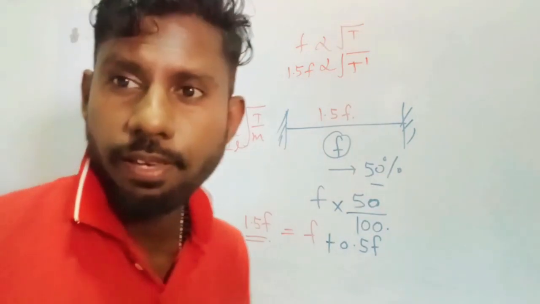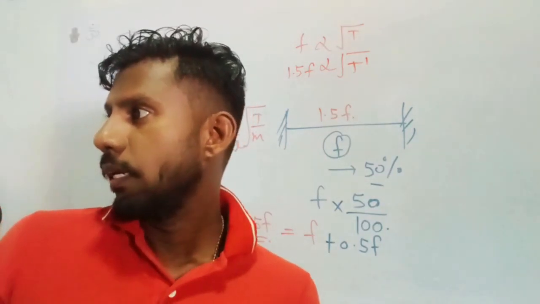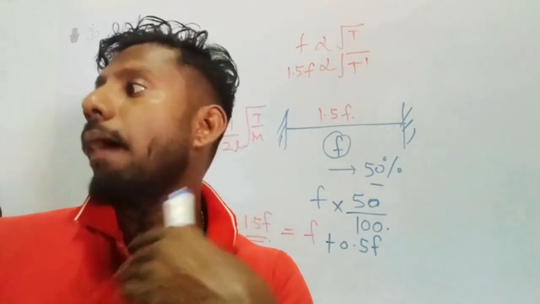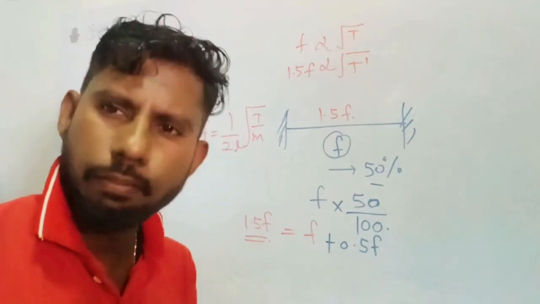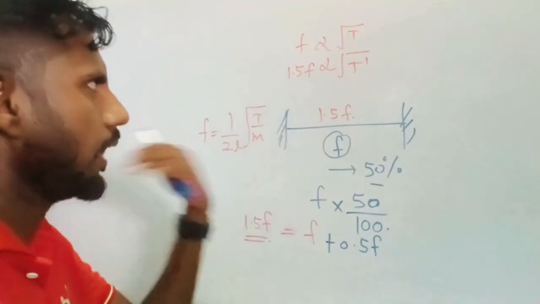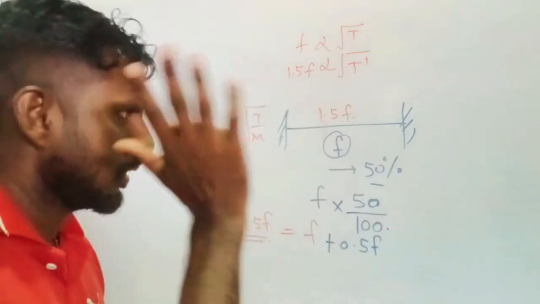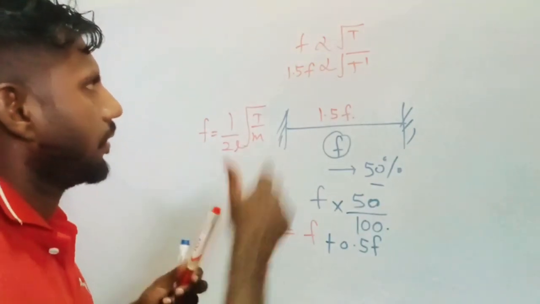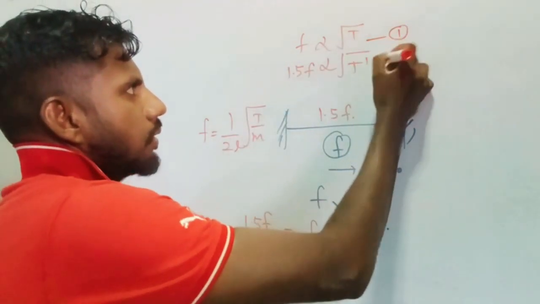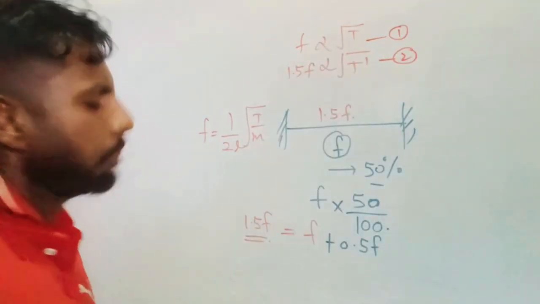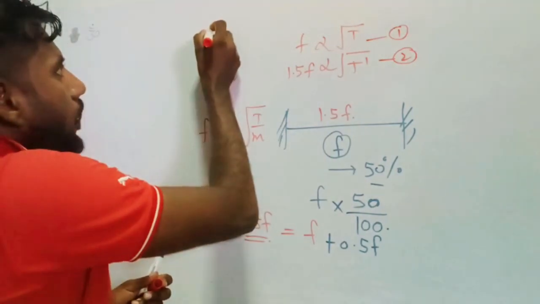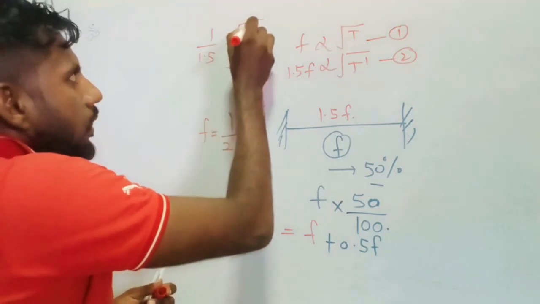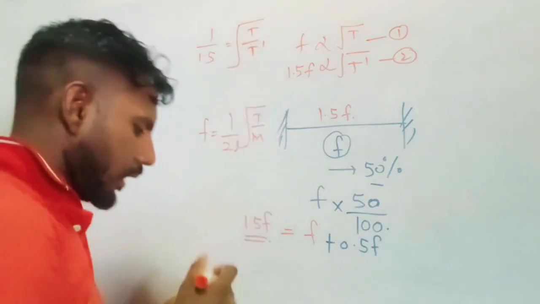Let's look at the question again. What are they asking from us? The tension must be increased by the percentage increment of the tension. So anyway, we have to find the tension first. Let's divide these two. So we get 1 over 1.5 equals root T over root T dash.